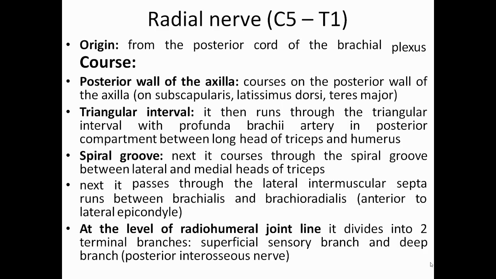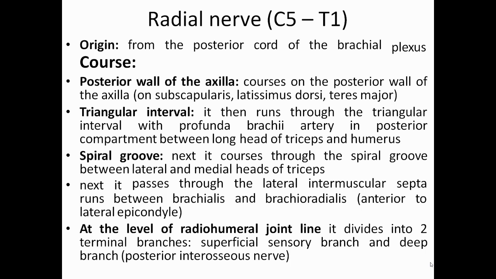Now we will see the radial nerve. It takes origin from the posterior cord of the brachial plexus from the C5 to T1 roots, and courses on the posterior wall of the axilla. It then runs through the triangular interval with the profunda brachii artery in the posterior compartment between the long head of the triceps and the humerus.